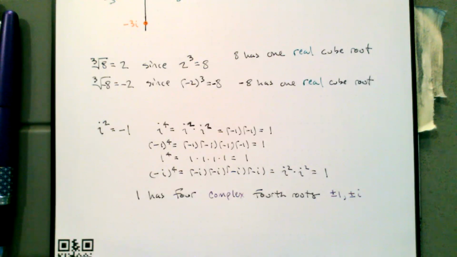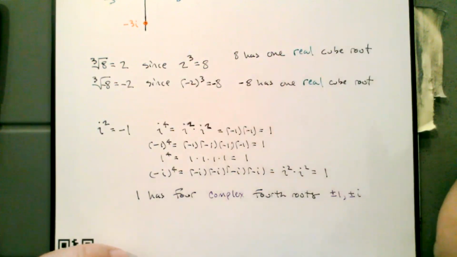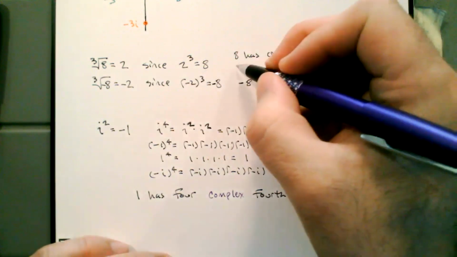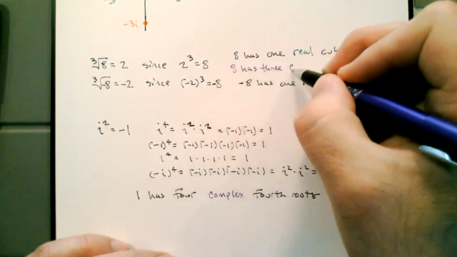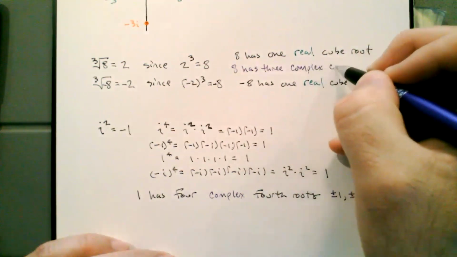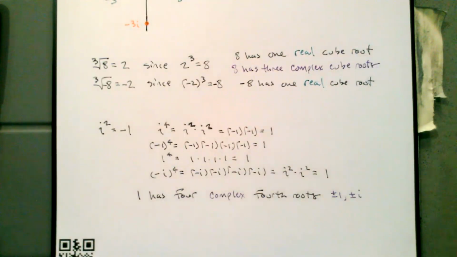Here's the part that I didn't mention before. The number 8 has 1 real cube root and 2 complex cube roots. Or 2 additional complex cube roots. So 8 has 3 complex cube roots. 1 real and 2 are going to involve imaginary numbers. Negative 8 has 3 complex cube roots.